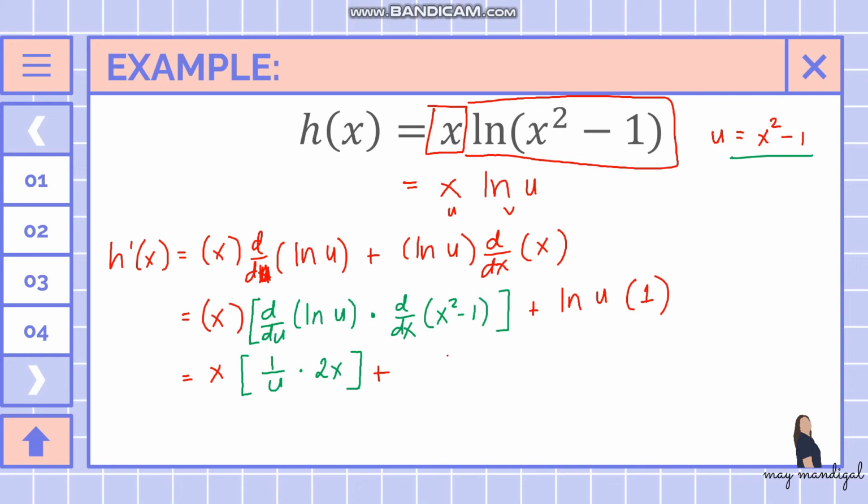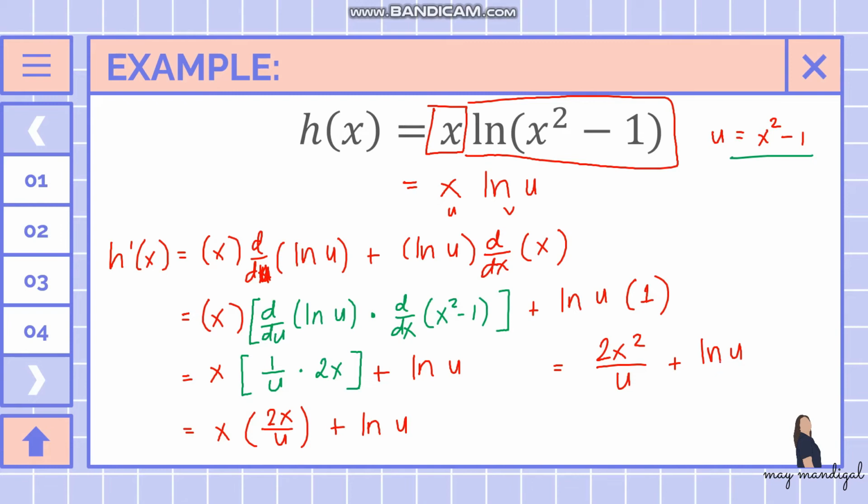So ln of u times 1, that is just ln of u. And then from here, let's now simplify. So I have x, and then you just have to multiply. So it's 2x over u plus ln of u. And then you multiply now x with 2x. So to further simplify, that will be 2x squared all over u plus ln of u.